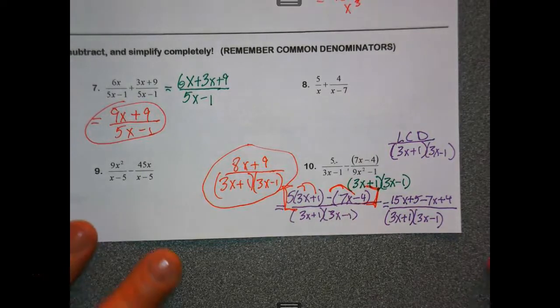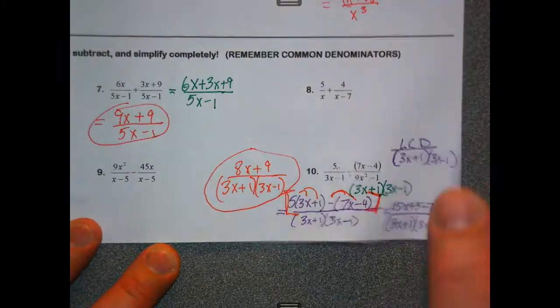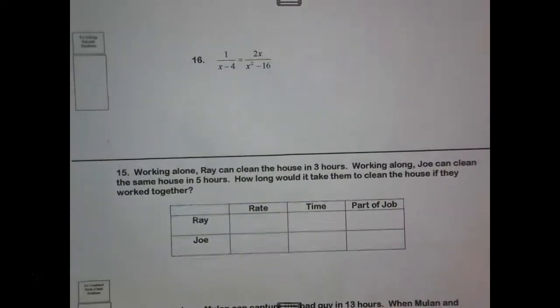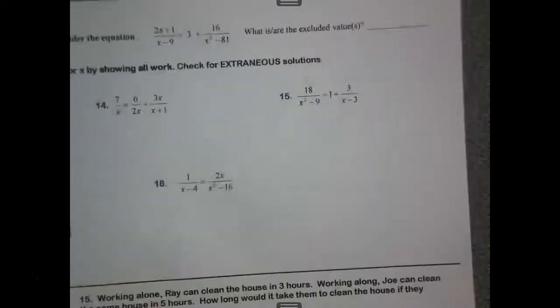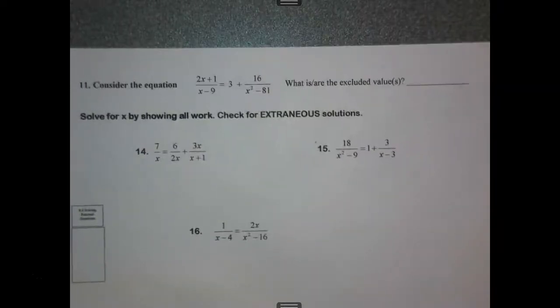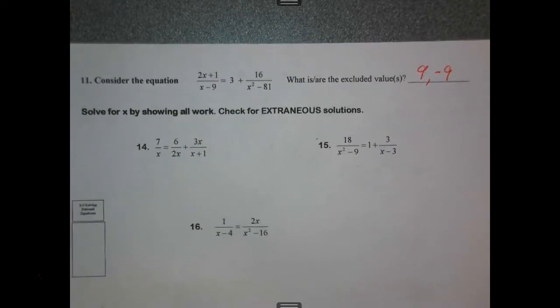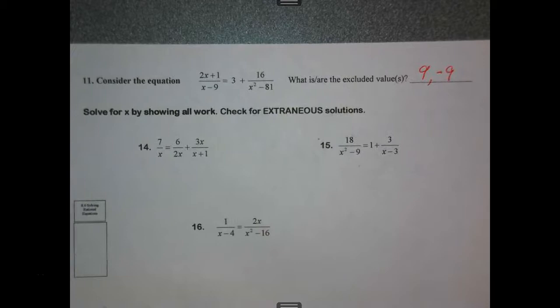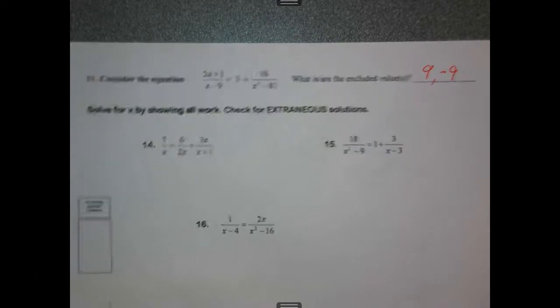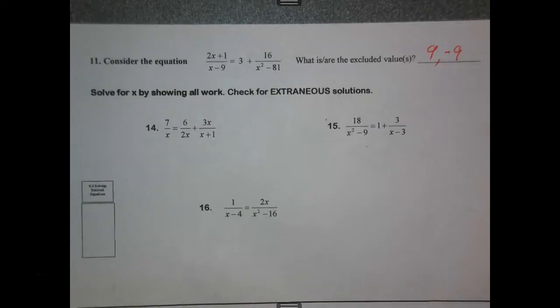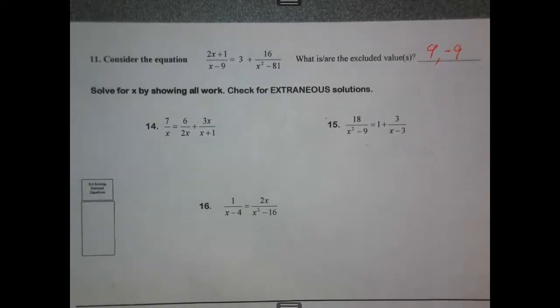Number 11. Oh, what's going to make my denominator 0? Yep. 9 and negative 9. And we have to exclude those. Oh, these are the fun ones. 14. 14 ain't going to do it.